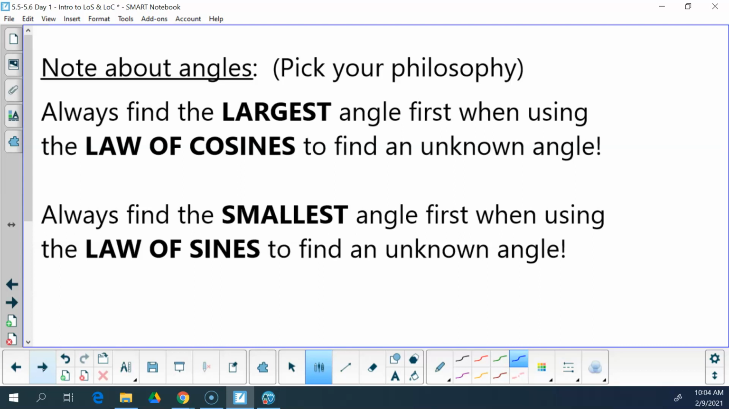When you're using the law of sines, it's reversed, or opposite. You want to find the smallest angle first. Okay? So how I remember it: the law of cosines is a larger formula to use, so I need to find the largest angle. The law of sines is a smaller, more compact formula, so I want to find the smaller angle first.